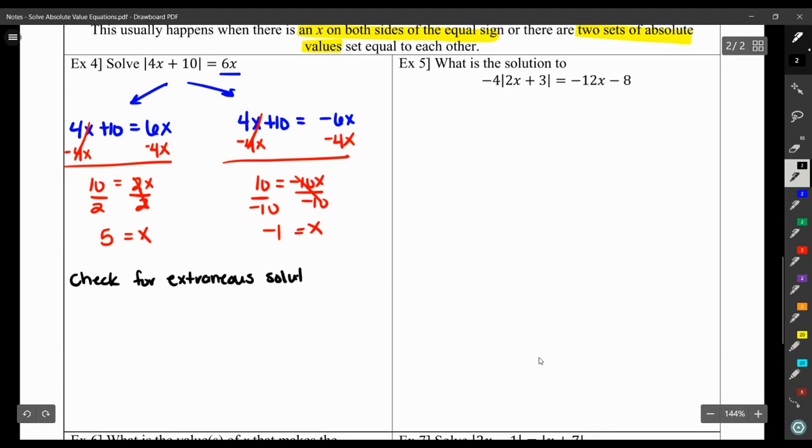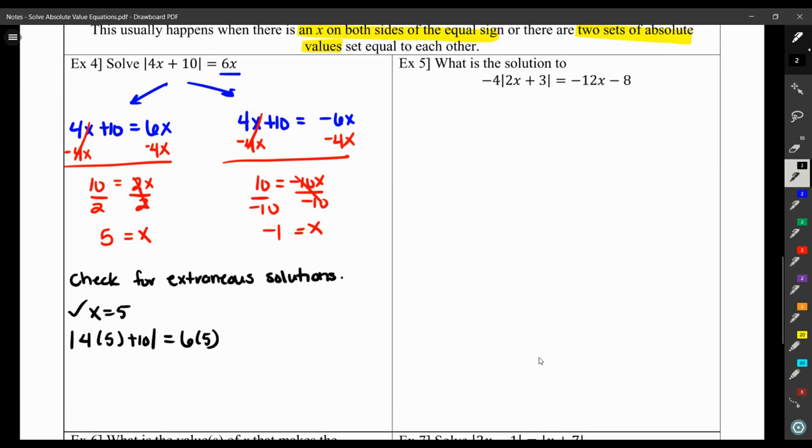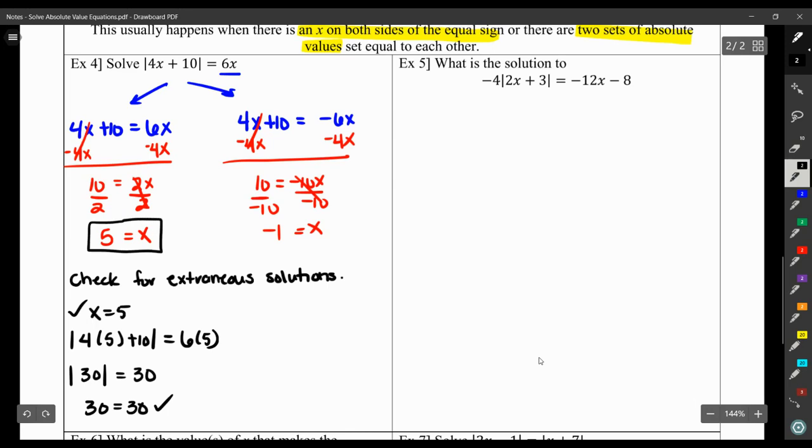That's the last piece. So what that means is I'm going to put a little check mark and I'm going to check x equals 5. That's what I'm going to do. And that means I'm going to plug it back in. So absolute value of 4 times 5 plus 10 hopefully equals the 6 times 5. Plug in your number back where you see x and simplify. 4 times 5 makes 20, and 20 plus 10 makes 30. 6 times 5 makes 30. The absolute value of 30 is 30. Well, 30 equals itself, so yes, this is true, which means x equals 5 is a solution.